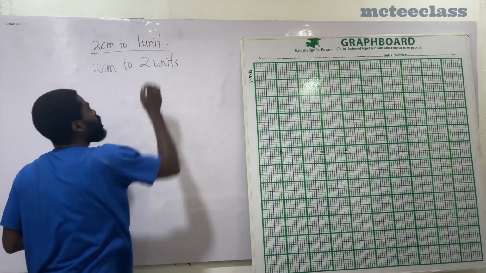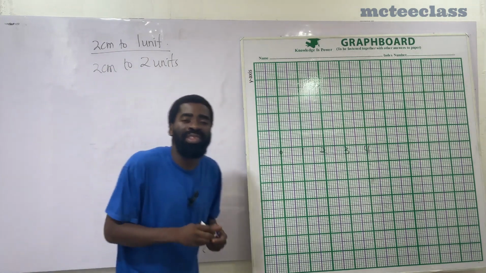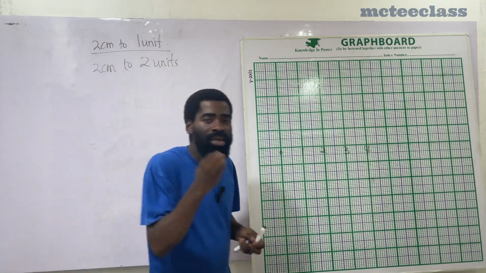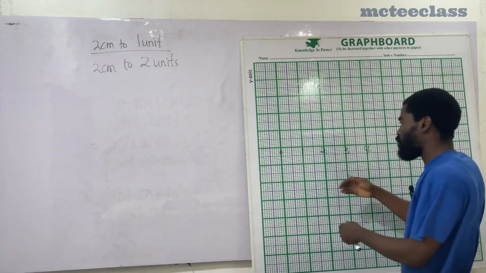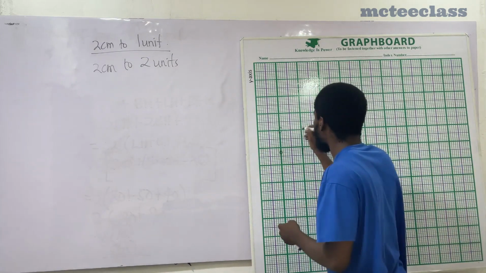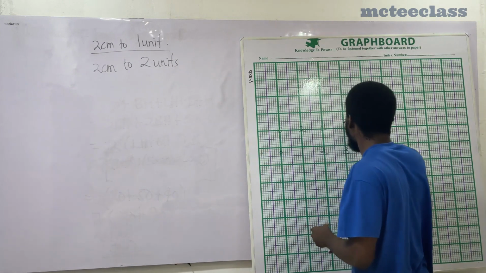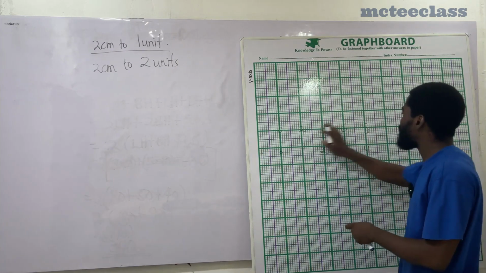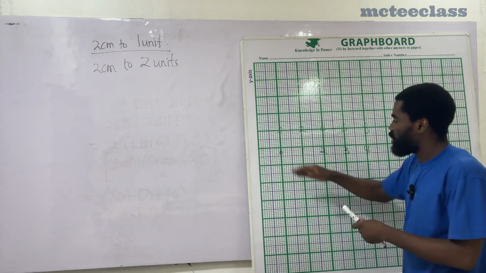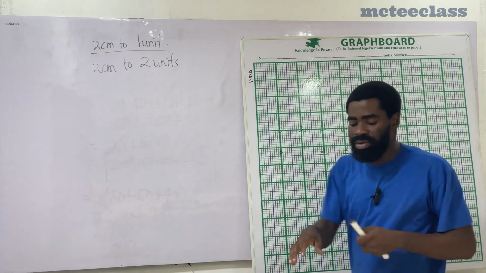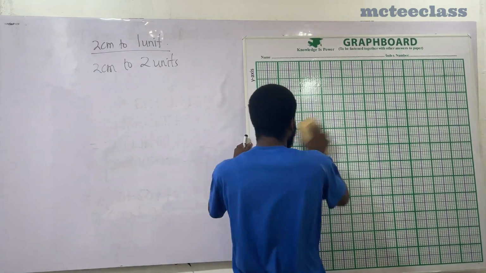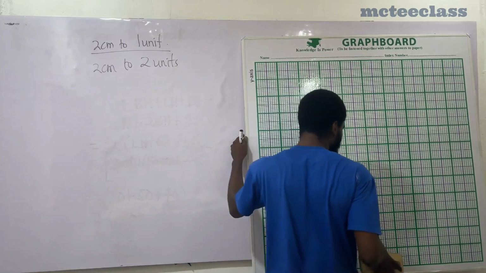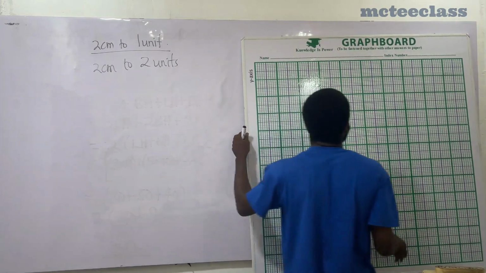Now, when I'm told to use 2 centimeters to 2 units, what it means is that after every 2 cm, I add 2. I keep adding 2. So if I start from 0, that gives me 2, 4, 6, 8. So this is 2 centimeters to 2 units, and that is 2 centimeters to 1 unit. That is basically how we do our scaling. Very, very important for you to know your scaling.